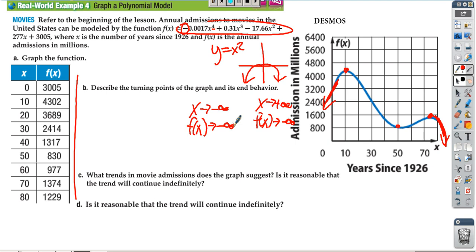C says, what trends in movie admissions does the graph suggest? It suggests that movie admissions are going down, because you can see as we're getting further from 1926, this line is decreasing. There's a little stoppage point there. It goes up slightly, but then it starts decreasing.